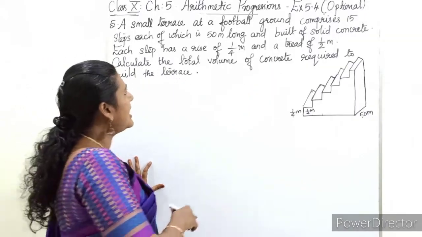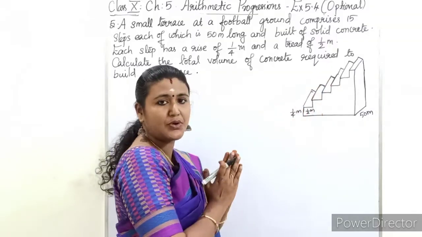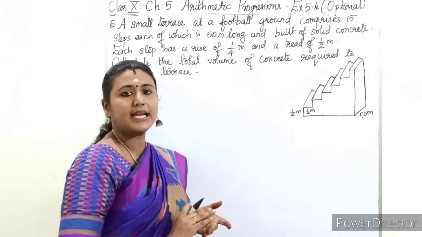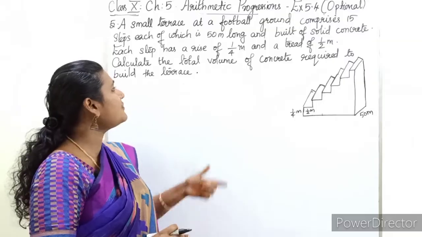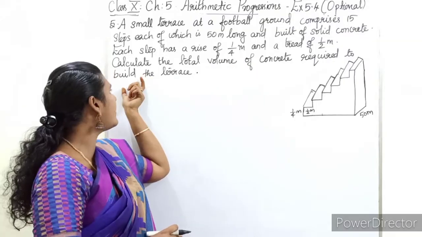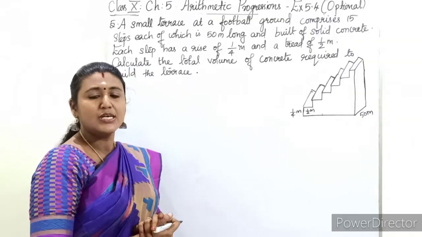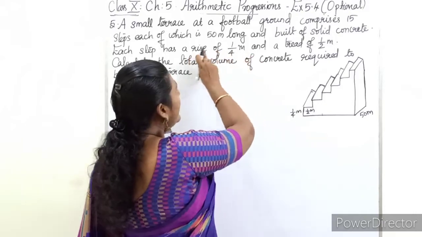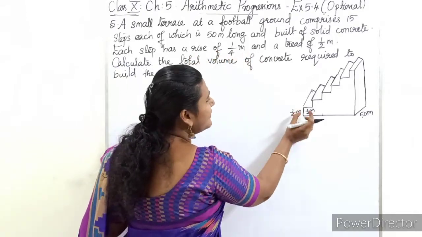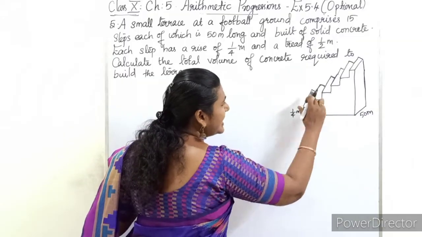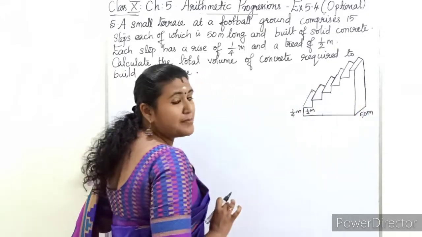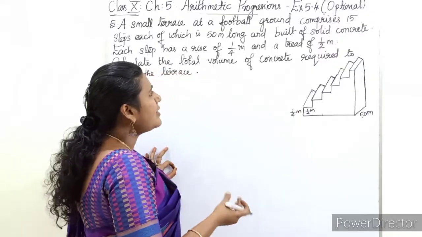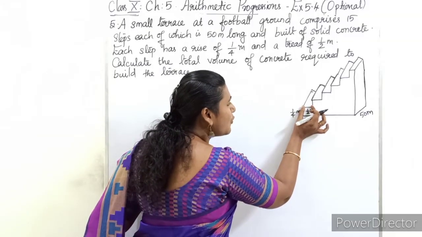So here we have how many steps? We have 15 steps, and the length, breadth and height of the step is given. We have to find the volume of the concrete required to build all these 15 steps. So this is the question. The height is given as a rise of 1 by 4 meter, the width is 1 by 2 meter, and the length of the step is 50 meters. So length, breadth and height are given. What is the volume of concrete required to construct one step?